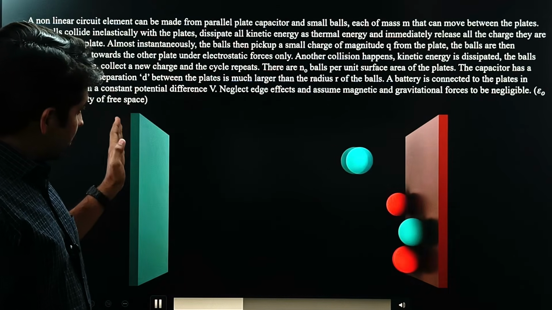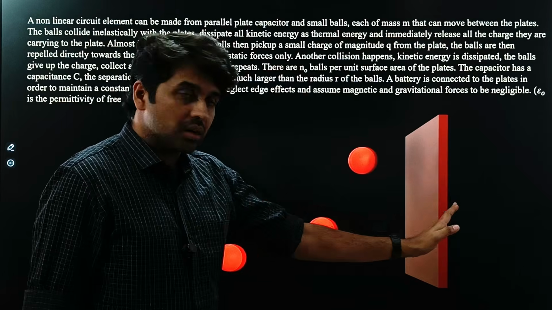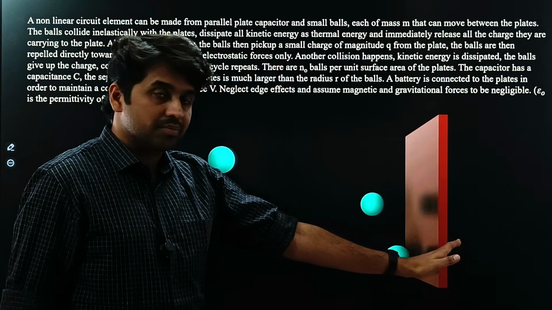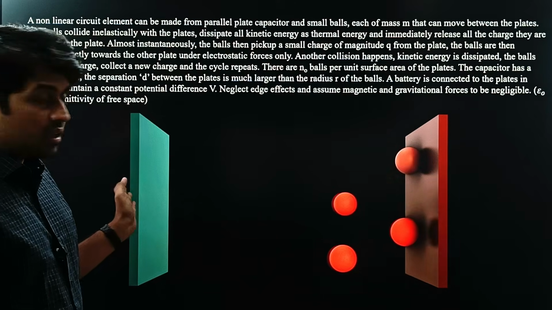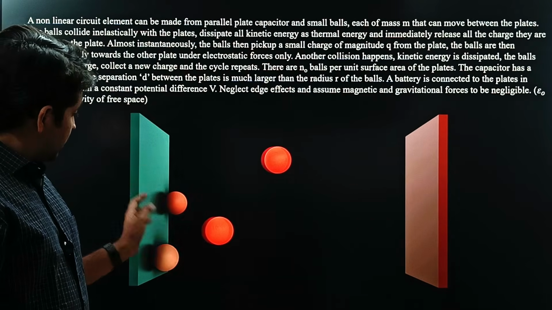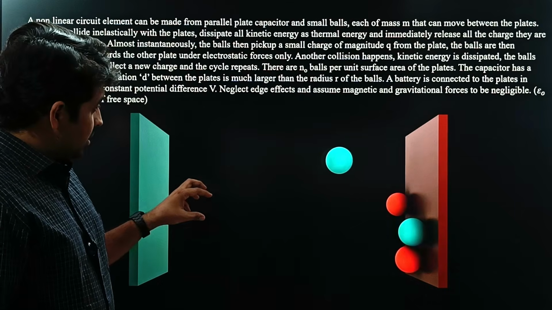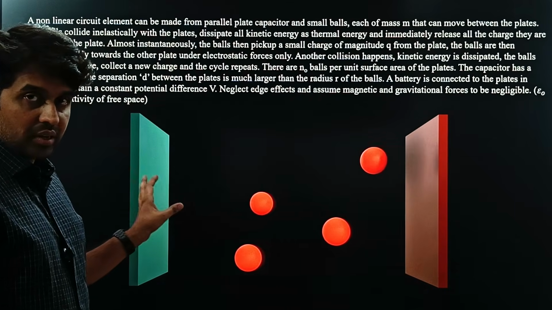Okay. So there are two metal plates here. One is connected to the positive terminal and the other is connected to the negative terminal of the battery. And so both plates form a capacitor. There are many spheres which are going back and forth between the plates.